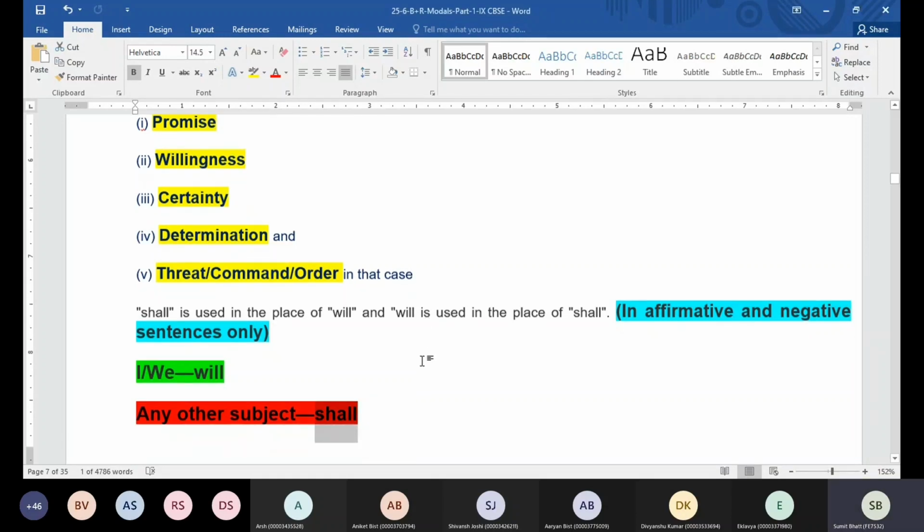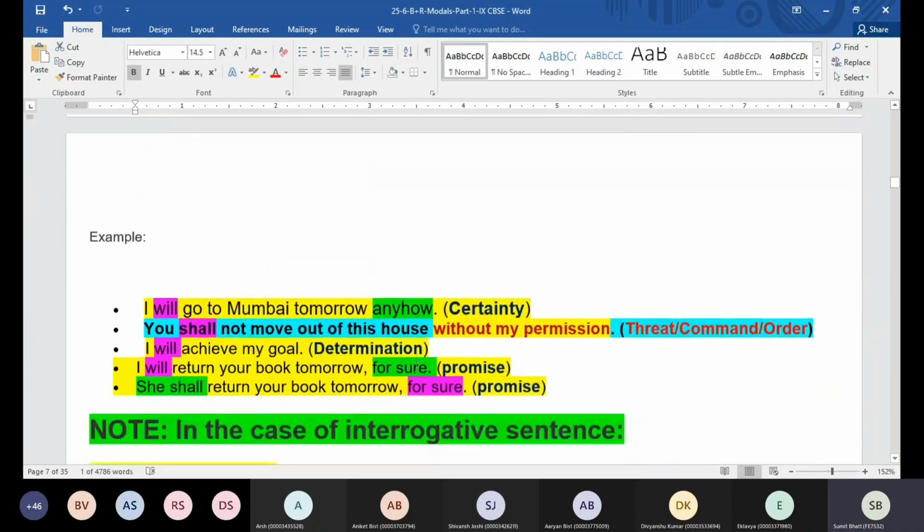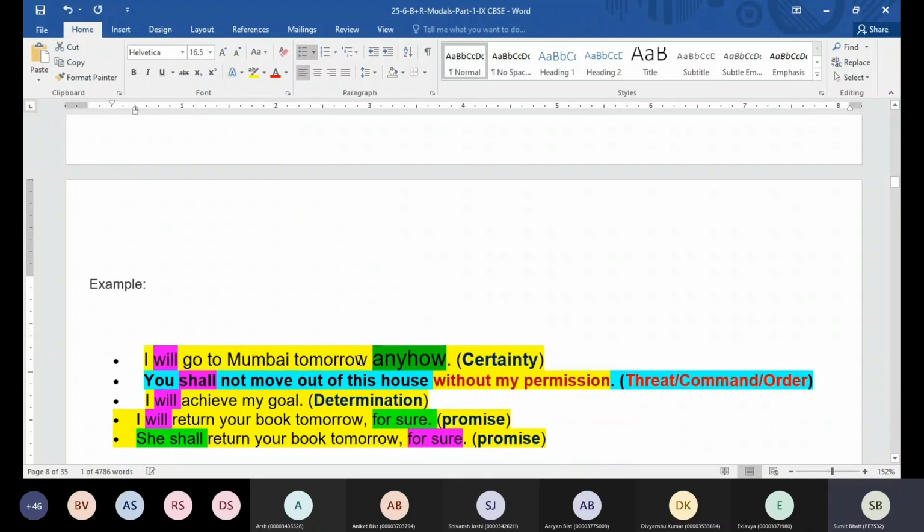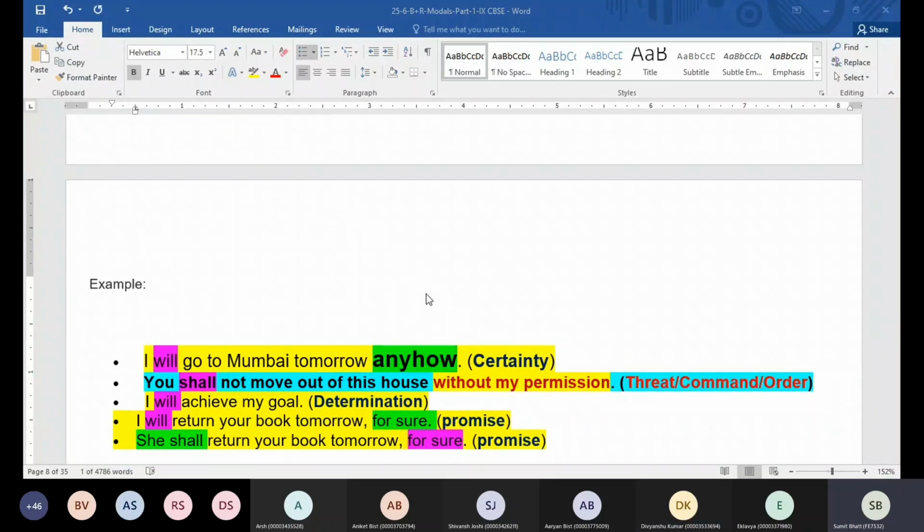Now, if you would like to see how it is possible, let's focus on these sentences. When you say "I shall dash to Mumbai tomorrow anyhow," which word am I using here? Anyhow. What kind of thing do we have in the sentence? We are showing certainty. We are saying that I will go to Mumbai anyhow, it is going to happen. We are showing willingness also, that I have the desire, I'm going to do it in the future.